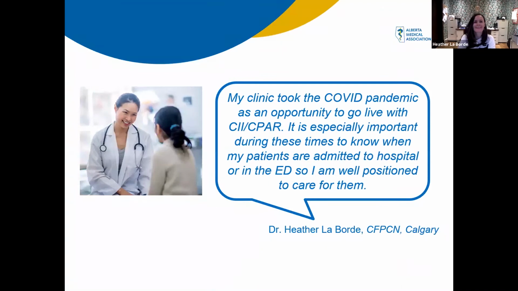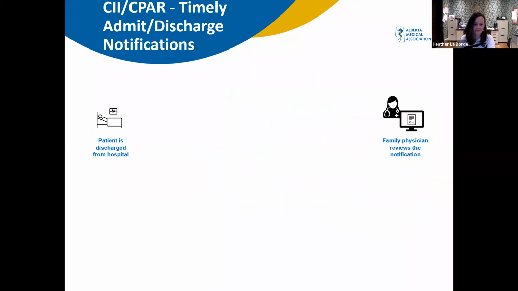Thanks, Brad. In the midst of the pandemic, family physicians became especially concerned about their patients and not knowing where they were in the system. It was during this time that we realized more than ever that we needed timely notifications about where our patients were in hospital, so that we could be best positioned to care for them. That's why my clinic took the COVID pandemic as an opportunity to go live on CII and CPAR. CII and CPAR was a natural extension to the transition work that the Calgary Zone was already doing.